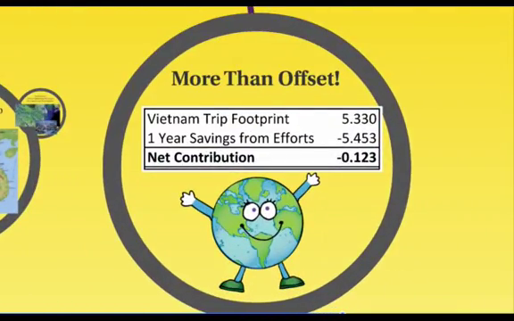And here are my results. So starting with the trip footprint of 5.33, I subtract my savings of 5.453, and I have a net contribution to the earth of 0.123 metric tons of carbon dioxide saved.